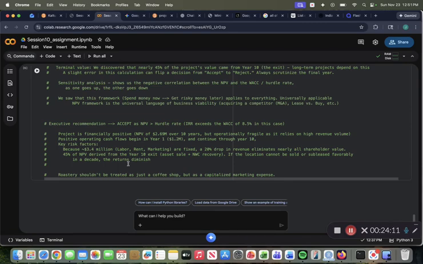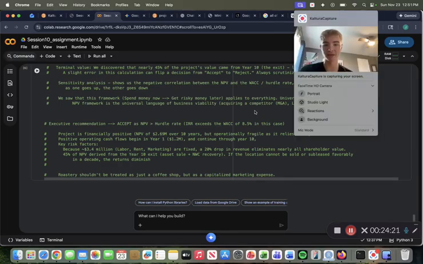So the roastery shouldn't be treated as just a coffee shop, but as a capitalized marketing expense. And there are all these different costs that we need to consider while we're looking at this decision. So that is my Session 10 driver framework assignment looking at the cost of capital.